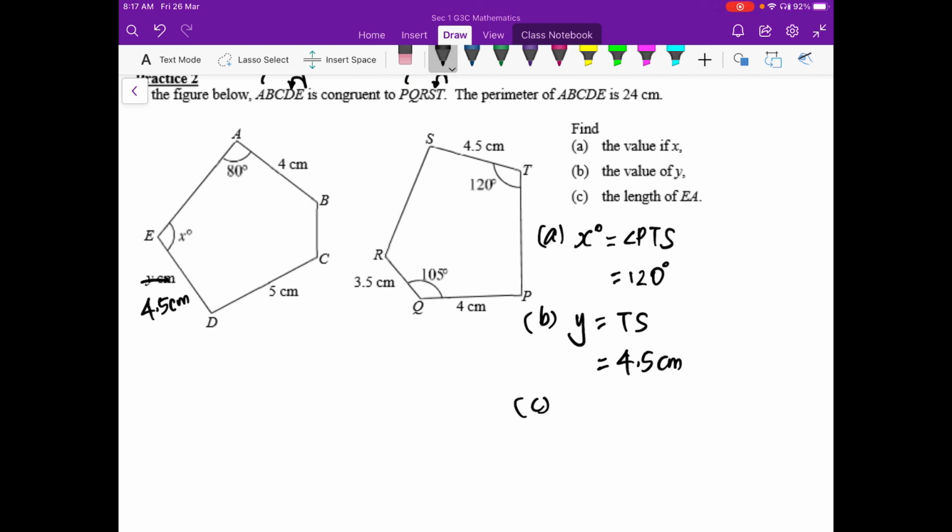We want to find EA. Question mark over here. Looks like we need one more length, right? Because they gave us the perimeter. Our perimeter is 24 cm. So all this will be 24 cm. To find EA, I need another length, BC. Daniel, maybe you can start by telling us what BC is. RS equals to BC. Sure?